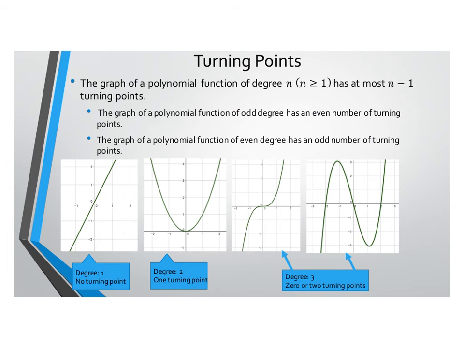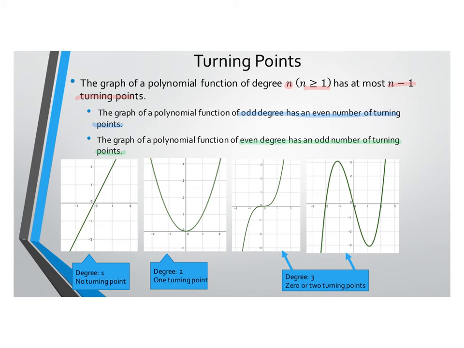Okay, so now we're looking at turning points again. The graph of a polynomial function of degree n, where n is at least 1, has at most n minus 1 turning points. Other tricks. The graph of a polynomial function of odd degree has an even number of turning points. The graph of a polynomial function of even degree has an odd number of turning points.